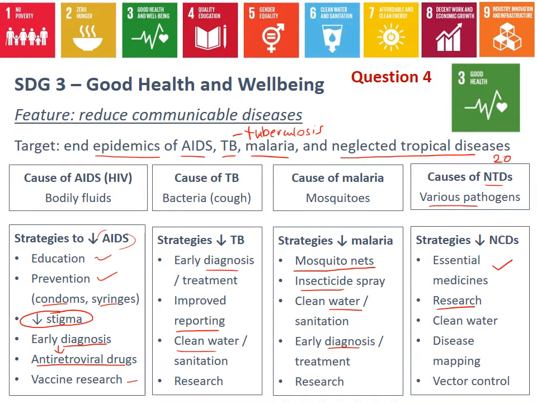Again, things like clean water and sanitation, mapping the disease, notifying people so they can get tested, and vector control. Again, this is things like mosquito nets. Vectors are things that carry disease. Okay. Again, I don't want you to try and memorize all of this, but jump into question 4 and choose one of those diseases and discuss a couple of the strategies that could help reduce that disease.